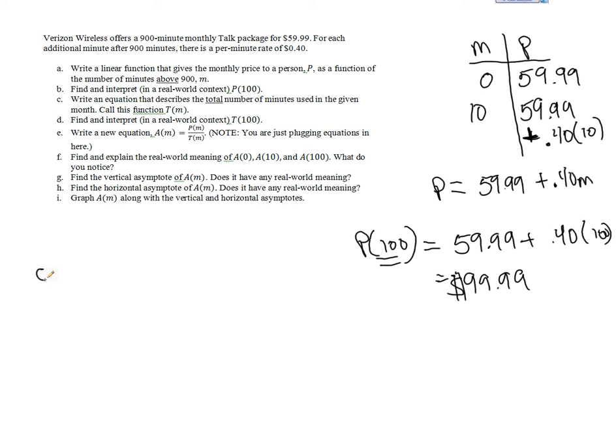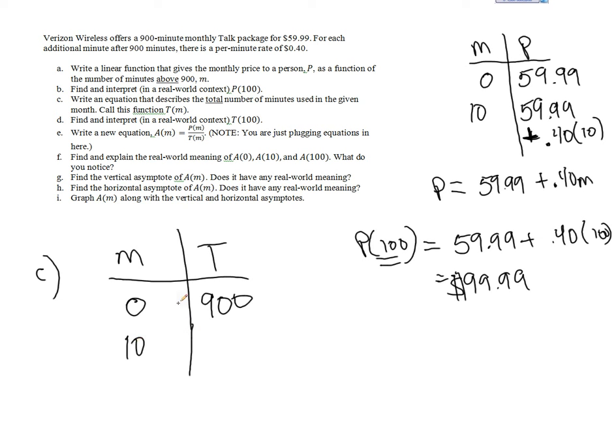In part C, we want to write an equation that describes the total number of minutes used in the given month. Call this function T of M. Okay, well, this seems weird because isn't M the number of minutes? Well, M is the number of overage minutes. So in fact, if you use 0 overage minutes, we're assuming that you've used 900 minutes of your plan. Otherwise, you probably wouldn't buy it.